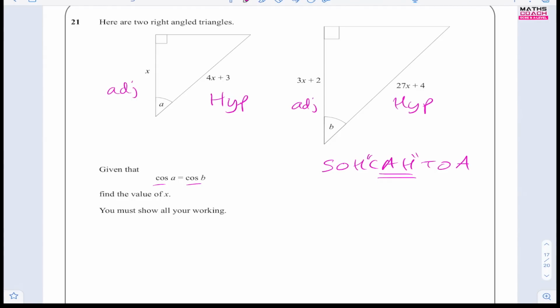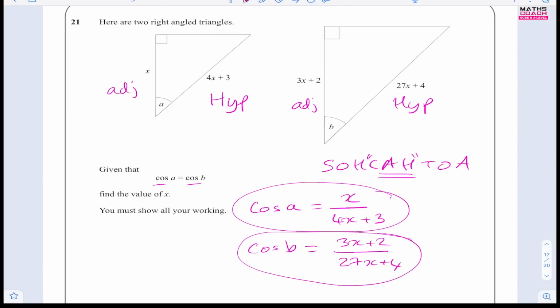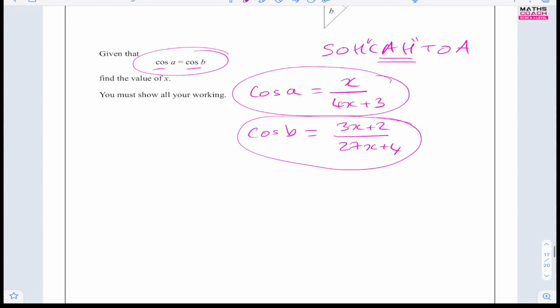So for the first triangle, we have cos A is equal to adjacent, which is our x, divided by our hypotenuse, which is 4x plus 3. And for the second triangle, we have cos B, which is equal to our adjacent, which is 3x plus 2, over our hypotenuse, which is 27x plus 4. Now we know that they are both going to equal each other because we are told this right there. So we can equate both of them. So let's go ahead and do that. So x over 4x plus 3 is equal to 3x plus 2 over 27x plus 4.